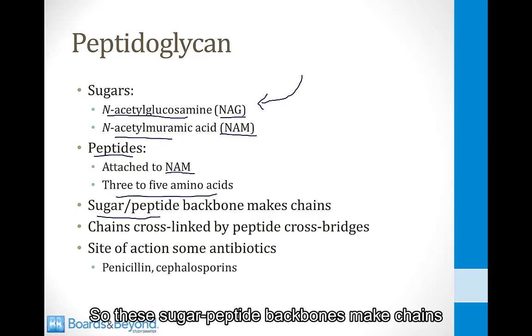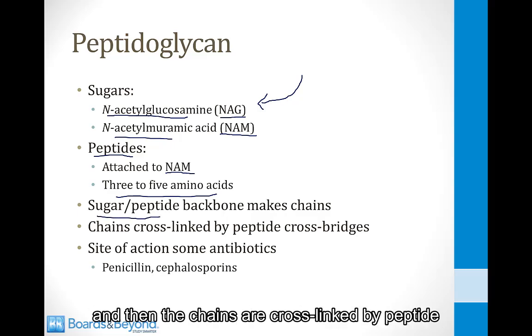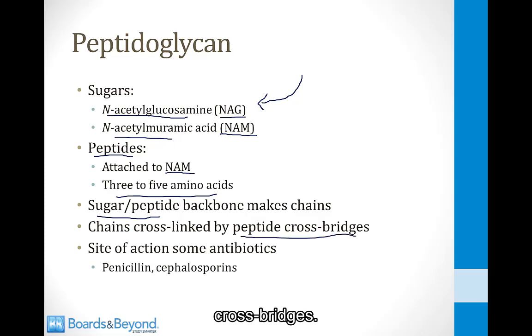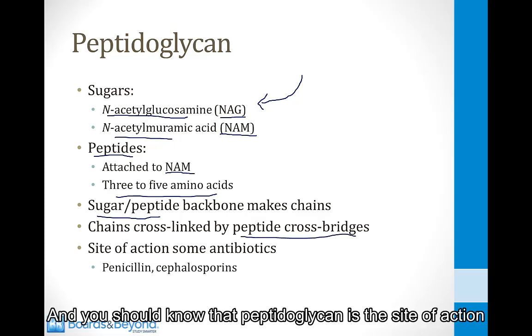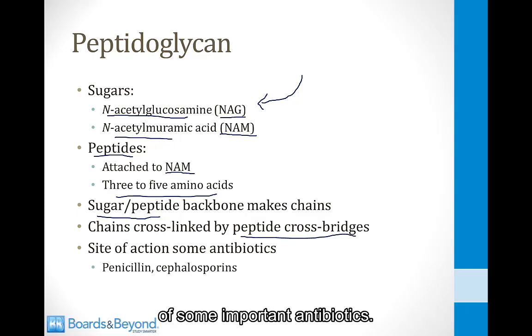So these sugar peptide backbones make chains, and then the chains are cross-linked by peptide cross bridges. And you should know that peptidoglycan is the site of action of some important antibiotics.